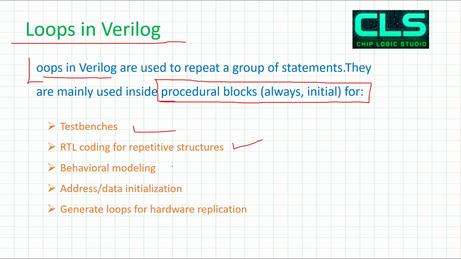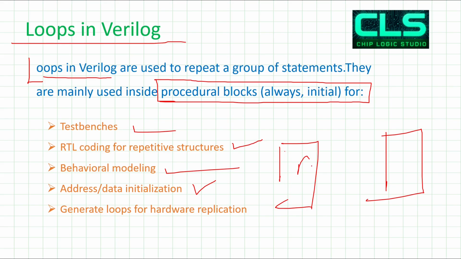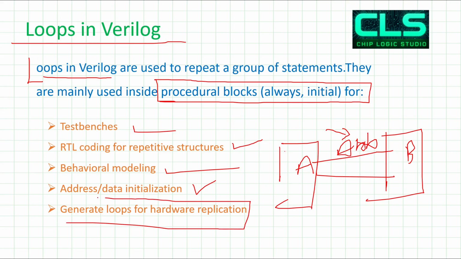You can create RTL structure with them, and you can create behavior modeling with their help. You can initialize addresses. For example, if you are using a protocol, where one block is A and another block is B, your communication is there. So in an address block, you can assign addresses with the help of loops. Generate loops are for hardware applications. I have created a separate video for that, so I haven't included it in this video. That is a hardware perspective thing, but these loops are hardware plus testbench perspective.